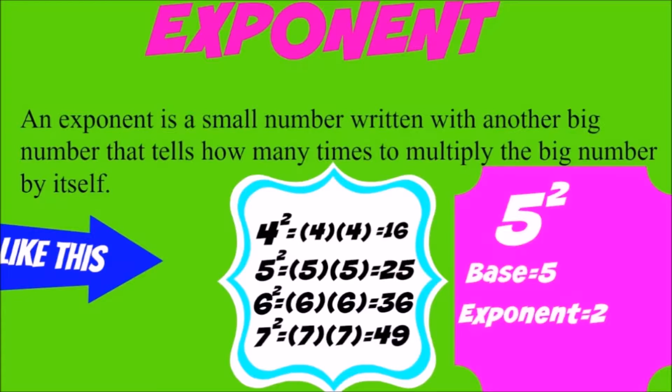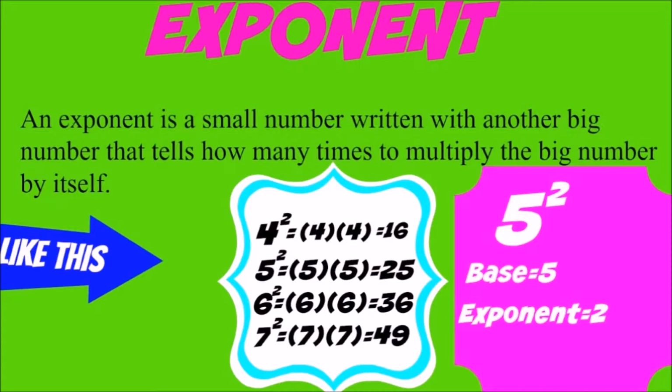Well, first you guys need to learn what an exponent is. What I found is that an exponent is a small number written with another big number that tells how many times to multiply the big number by itself. So technically it's saying just a normal thing, like 5 squared, 6 squared. You guys know exactly how to solve that. You just multiply 5 times 5 if it was 5 squared.